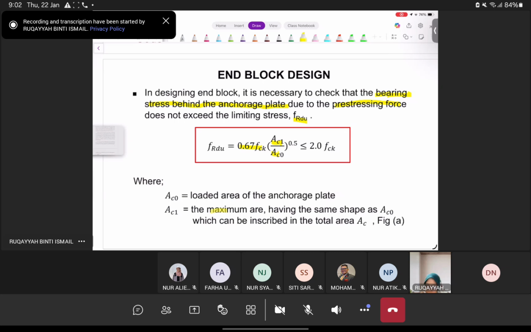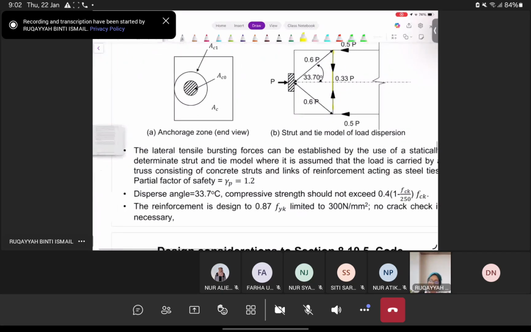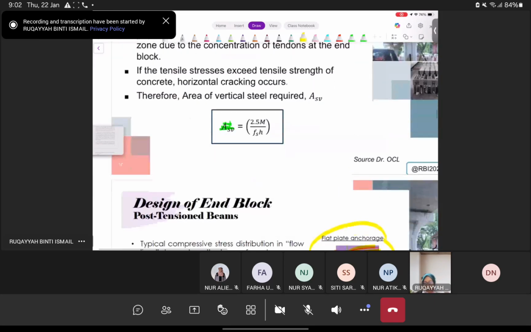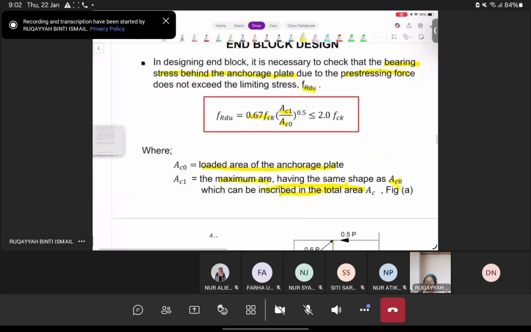Ac1 is the maximum area having the same shape as Ac0, which can be inscribed in the total area of Ac. So it means that Ac0 can be taken as the total area of Ac. So Ac0 is the loaded area of the anchorage plate. When you have your anchorage, there will be a certain area covered by the anchorage. So that particular area is called Ac0. Okay. All right. So when you want to look into how it is being considered, all right.